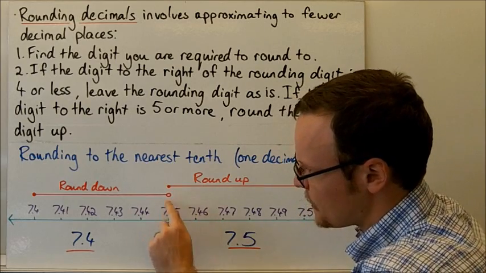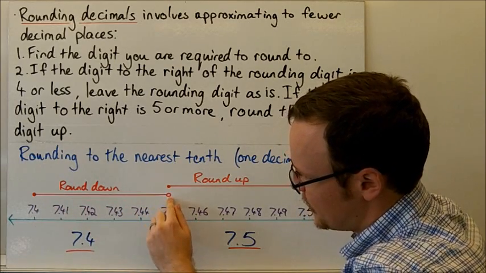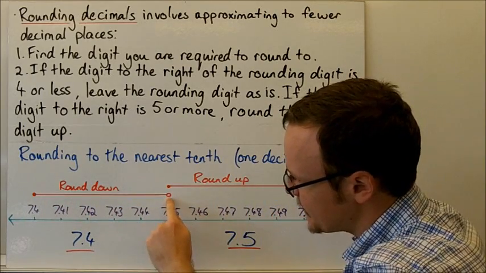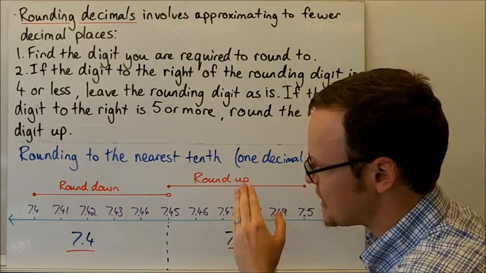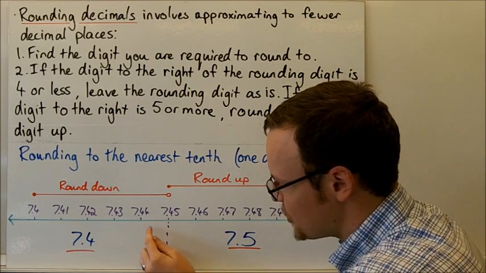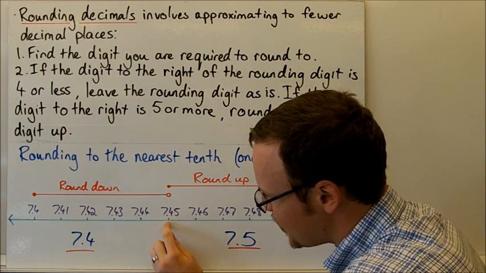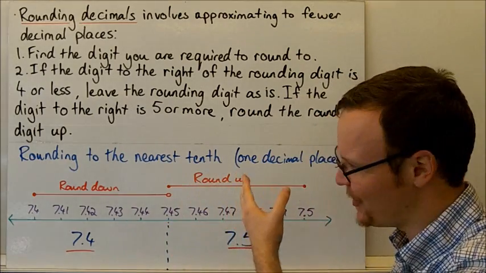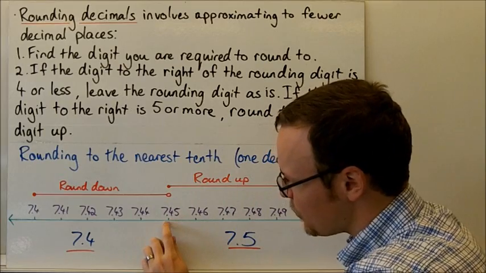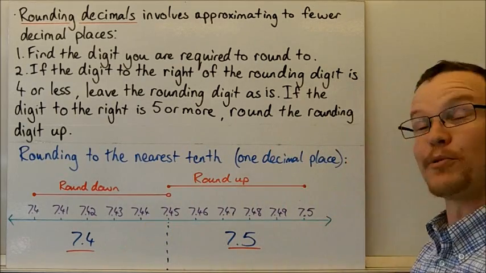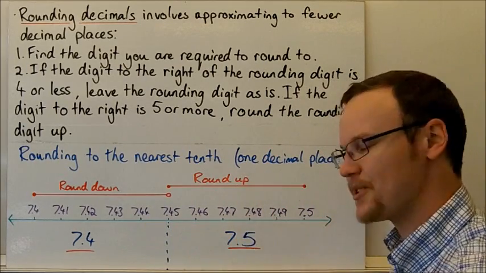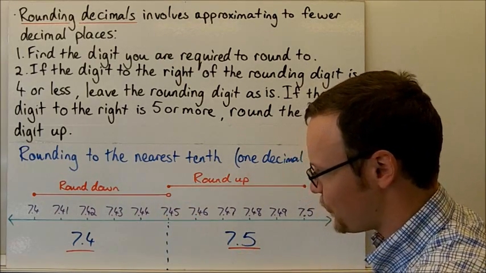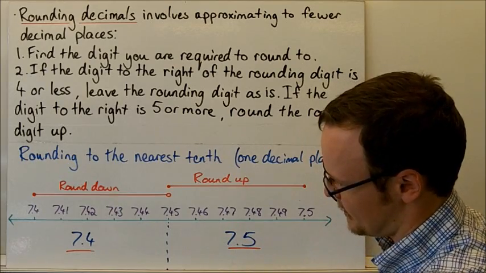Notice from my little annotation here that I've shown it as continuous, it keeps going up and up, but there's a changeover between the rounding down and rounding up. The changeover comes at this point just before 7.45, which would be 7.4999999. Once it goes to 7.45, we'll round up and say that is closest to 7.5. So that's just convention that we've said 7.45 is going to be rounded up.